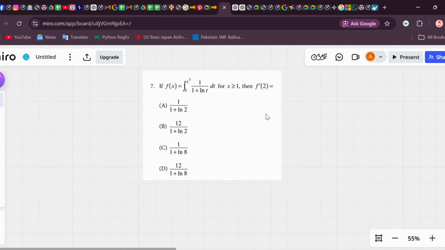Today we are going to solve question number 7, which is: if f of x equals the integral from 1 to x power 3 of 1 over 1 plus ln t dt, for x greater than or equal to 1, then what is the answer if the function is differentiated, with the value of 2 in place of x?